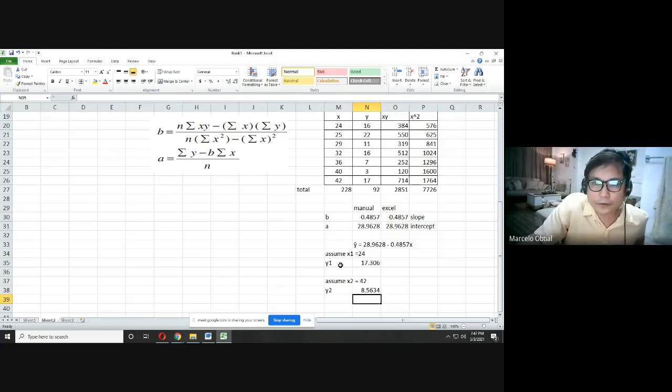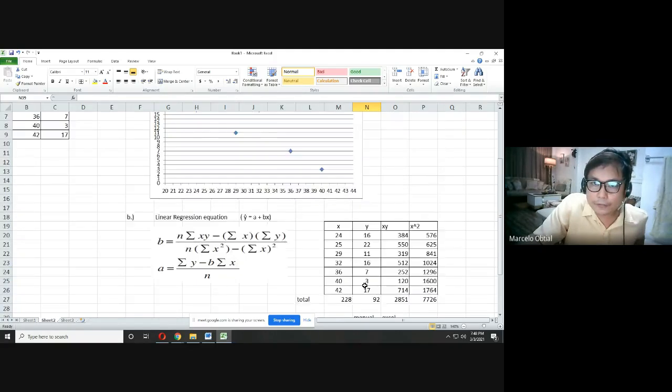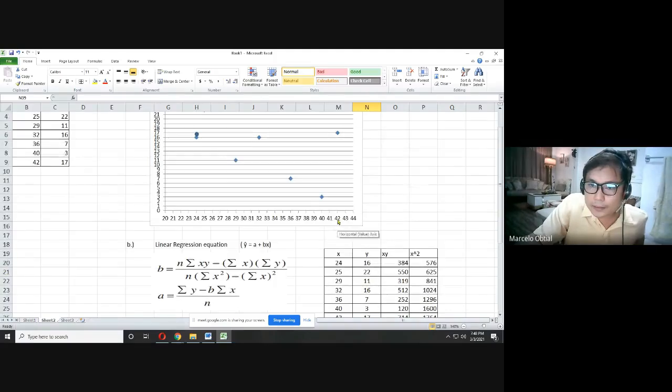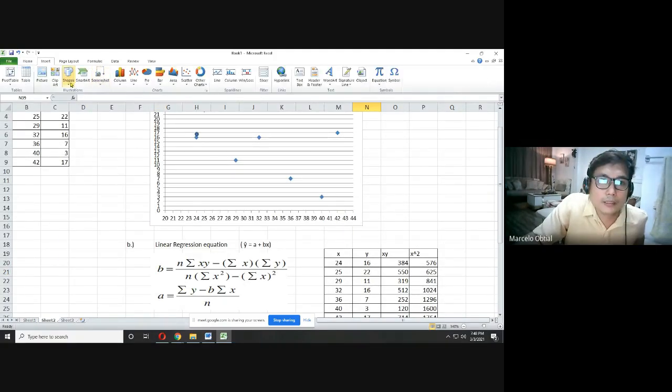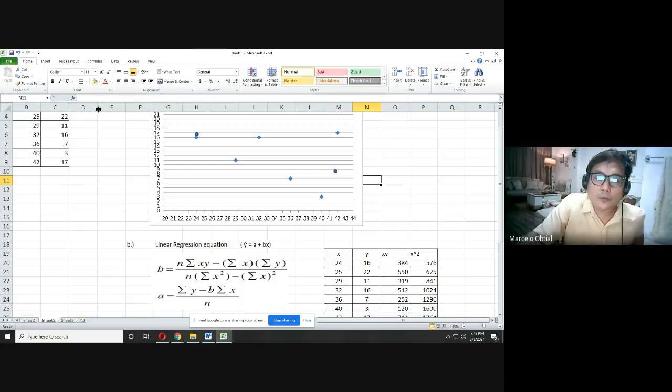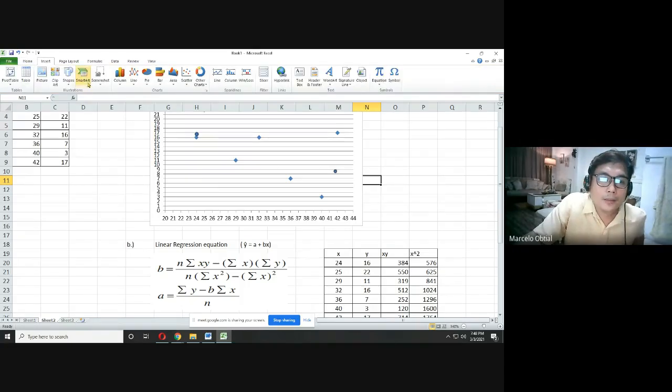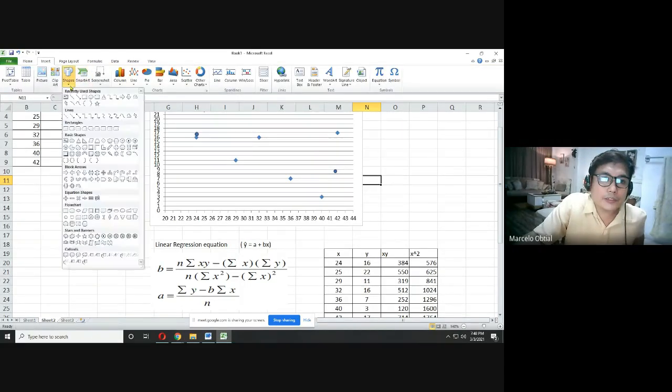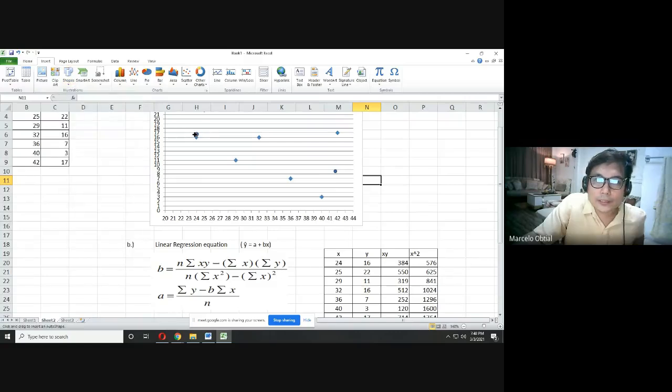So roughly that's 8.5. So 42 and 8.5. Let's insert 42 and 8.5 here, in between 8 and 9. Assuming only. So now we have 2 points. To plot your linear regression equation, all you need to do is connect these 2 points.